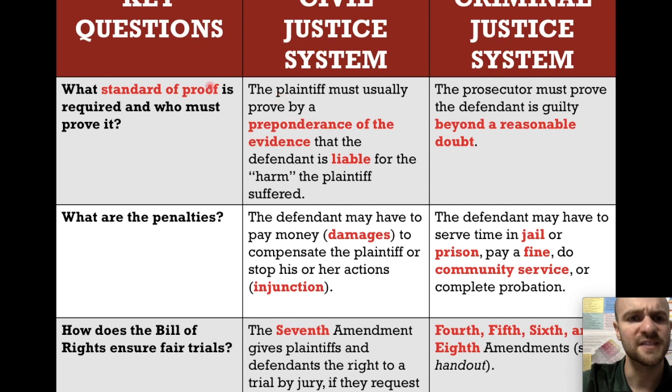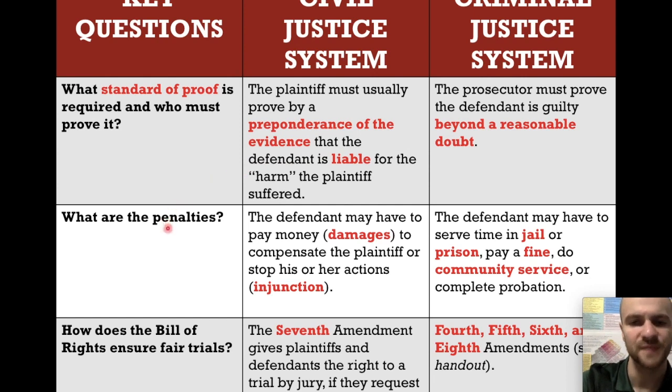So the standard of proof in the civil justice system is a preponderance of the evidence. The word preponderance is a fancy term that means most. You just need to have more evidence in your favor than the opposing side in order to win the case in the civil justice system. So in the criminal justice system, beyond a reasonable doubt, there can't be any shred of reasonable doubt in the jury's mind. But in the civil justice system, you just have to have the equivalent of about 51% of the evidence.